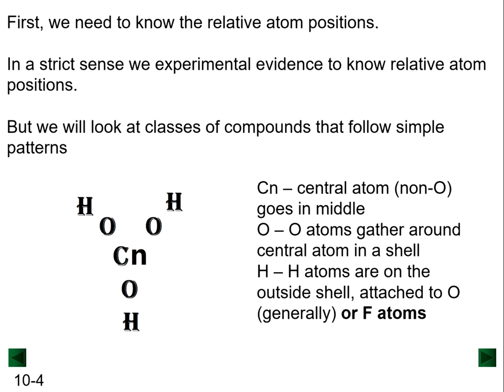Cn would represent a central atom, and that's the non-oxygen atom in the middle, and that is typically the low electronegativity atom. So for sulfuric acid, sulfur would be in the center. And then there is an outside shell around that central atom of oxygen atoms. They gather around that central atom in the shell, and then if there are hydrogen atoms or fluorine atoms, they tend to go to a further outside shell, a second shell outside of this, generally attaching to the oxygen atoms. Not always, and we may see one example where this is not the case, but we'll make it clear if that's not the situation. So generally you have your low electronegativity atom surrounded by oxygen atoms, further surrounded by hydrogen or fluorine atoms. And those outside atoms are all singly valent. They form single bonds, and they tend to bond to the oxygen atom in general.